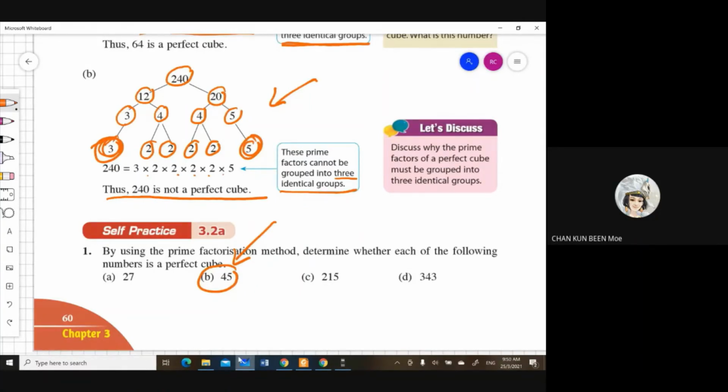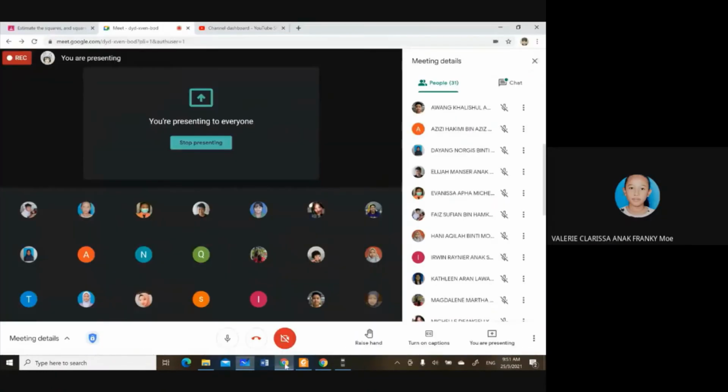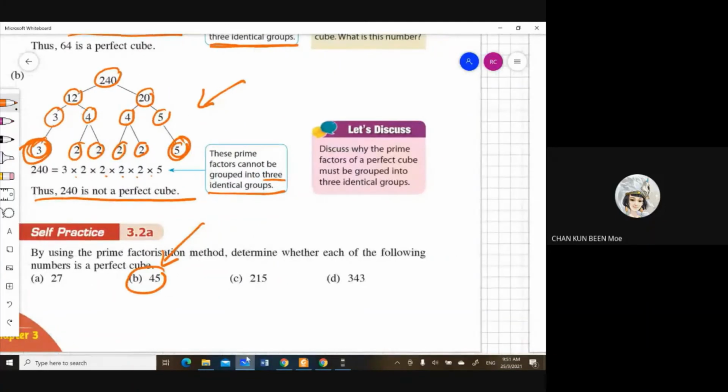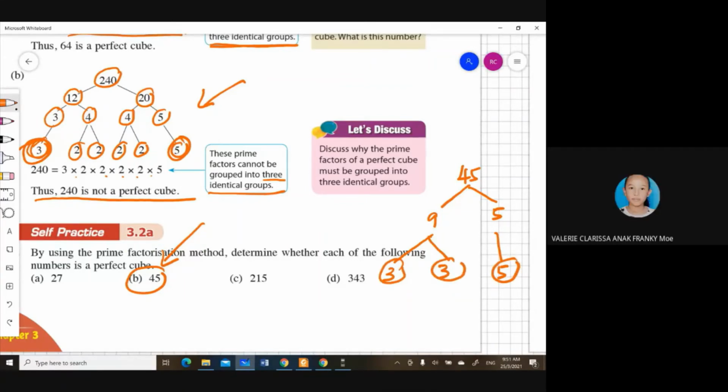Can or not? Are you doing it? Okay, everybody do it. Have you got the answer? We cannot group them into 3 identical groups, right? Not a perfect cube. So 45 is not a perfect cube.